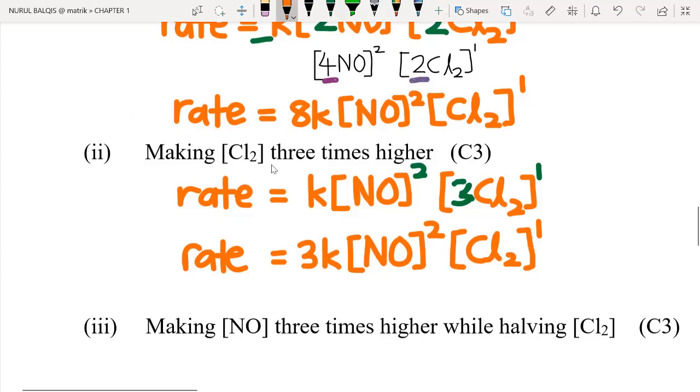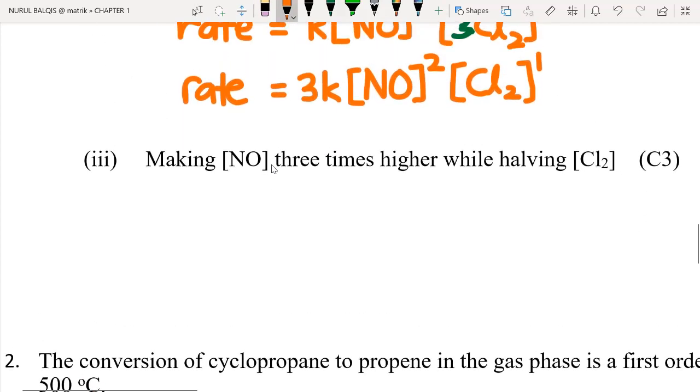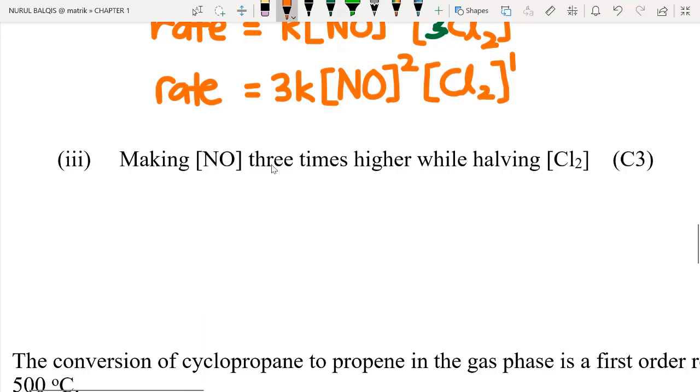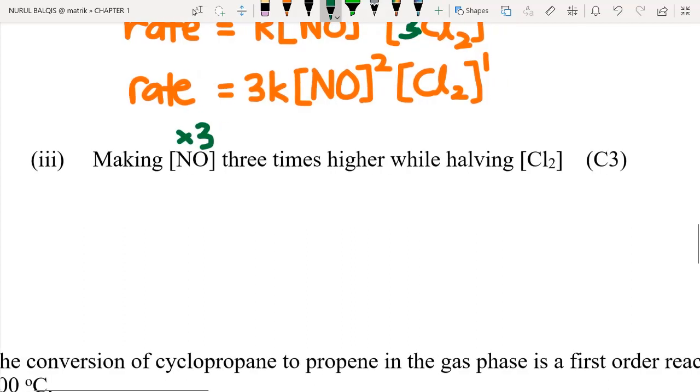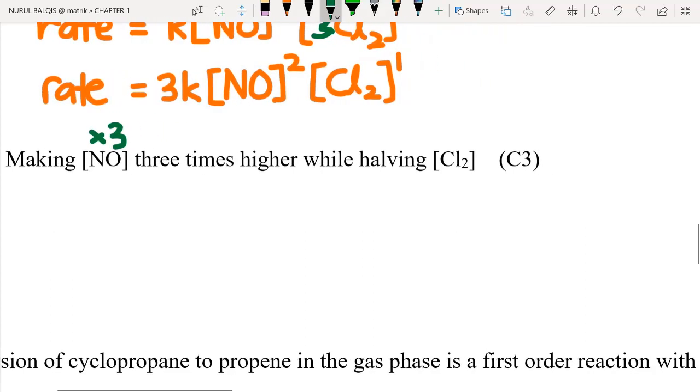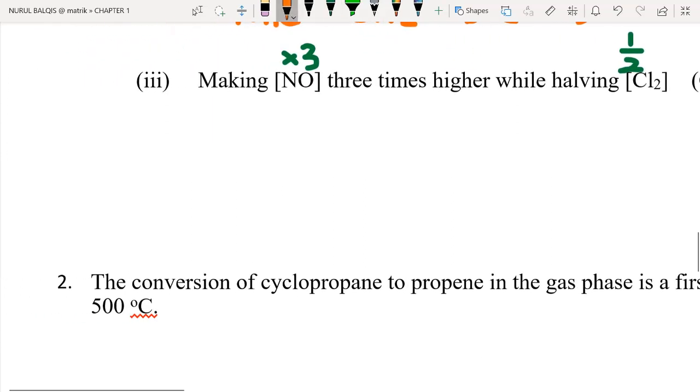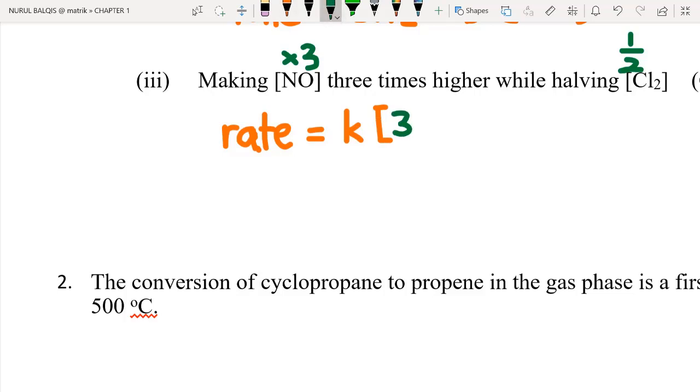Okay, lastly, for question 3 Roman, making NO 3 times higher means we need to times it with 3. And then while halving the Cl2 means we need to make the Cl2 halved. So 1 over 2. Again, starts with your rate law. Rate is equal to K. So as for your NO, we're going to times it with 3, 3NO raised to the power of 2.